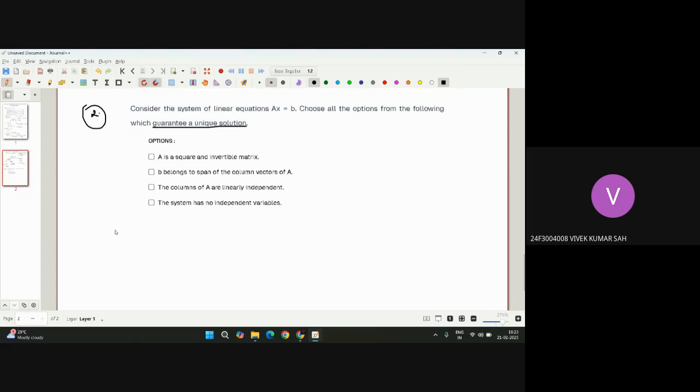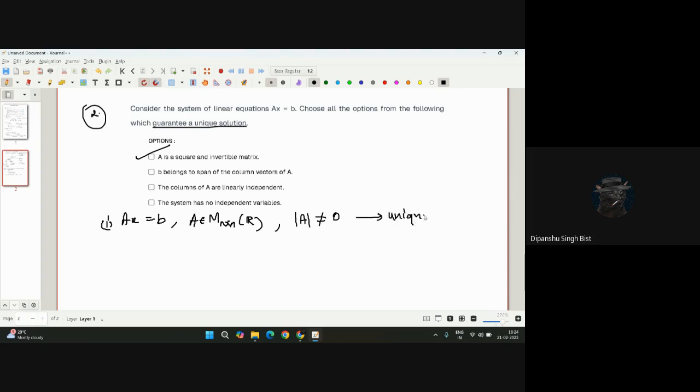True. Because just now we have seen this option, that if you have Ax equal to B and A is a square matrix, and also A is invertible, invertible means determinant of A is not equal to 0, then you say it's a case of unique solution. But what about option 2?